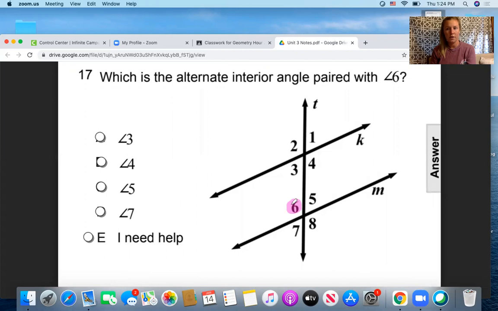And 1, 2, 3. Good job. 4. All right, good. I feel like we're definitely getting this. So the alternate interior angle that is paired with 6 is going to be 4. And then just because I can go ahead and highlight this, this is the transversal. All right.